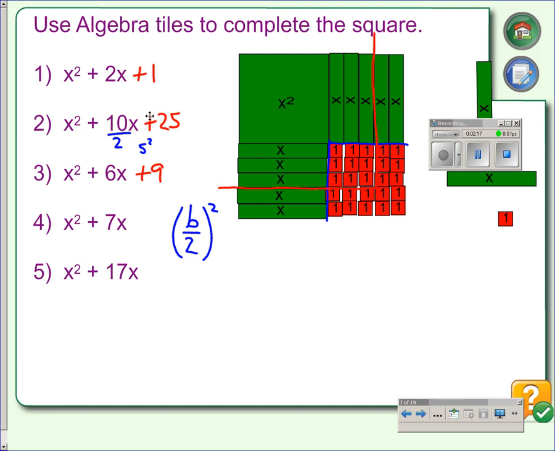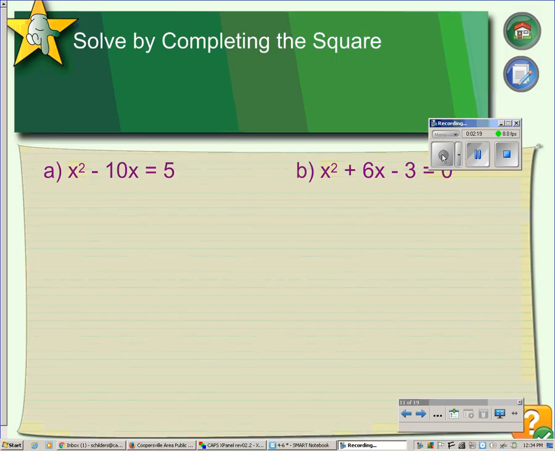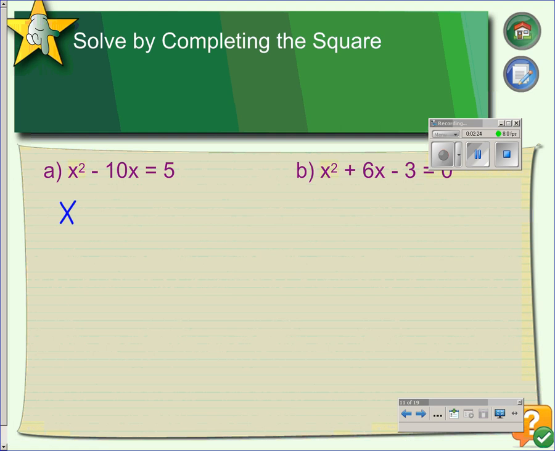Let's use it to solve an equation. So here's an equation. What we want to do is have a perfect square trinomial here on the left. So I'm going to leave some space for completing the square. To complete the square, I take half of 10, which is 5, and then square that, which gives me 25. So I'm going to add 25 to complete the square.